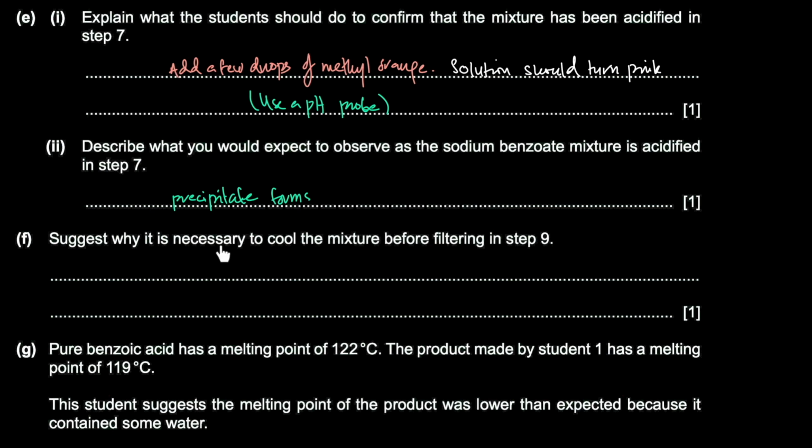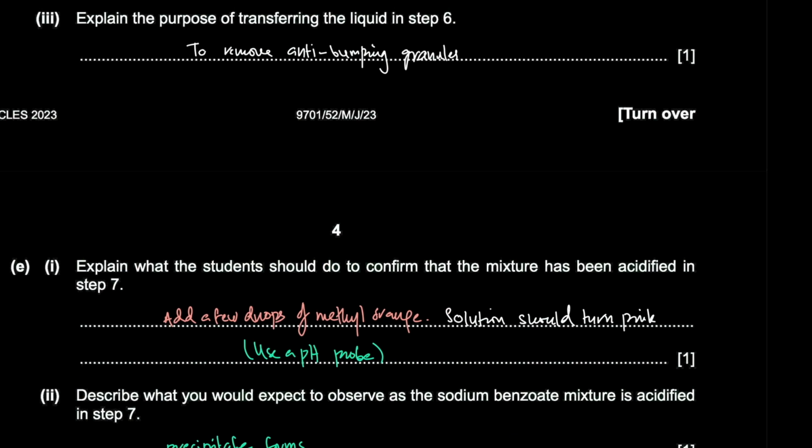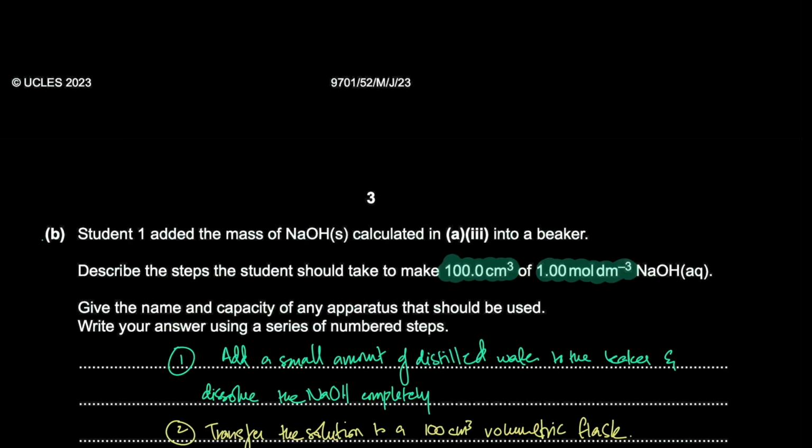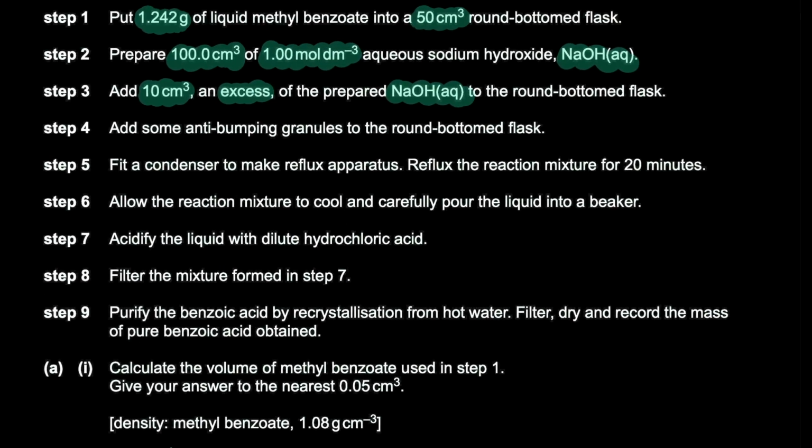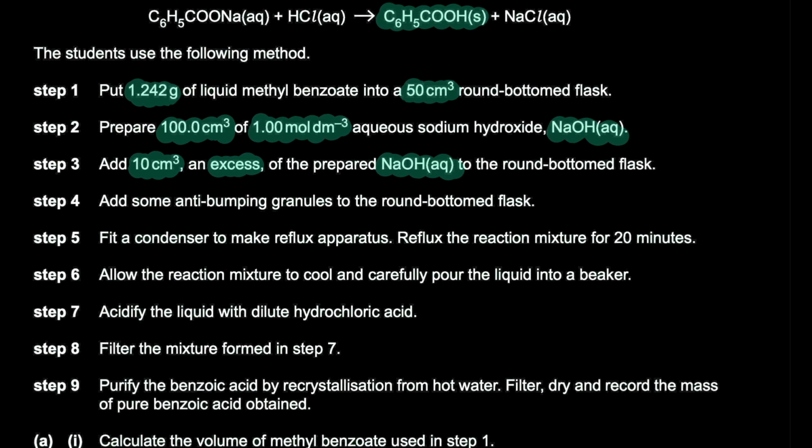Suggest why it's necessary to cool the mixture before filtering in step 9. In step 9, we're separating the solid benzoic acid from the mixture by filtration. The reason we want to allow the mixture to cool is so that more precipitate forms. If the mixture is hot, a lot of the benzoic acid may remain dissolved in solution.